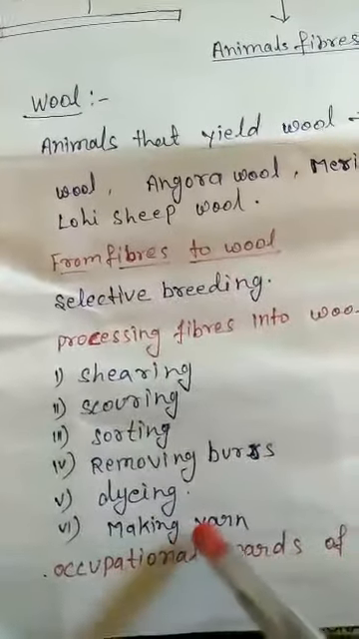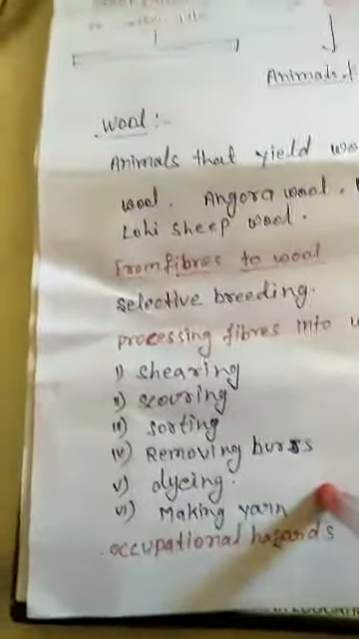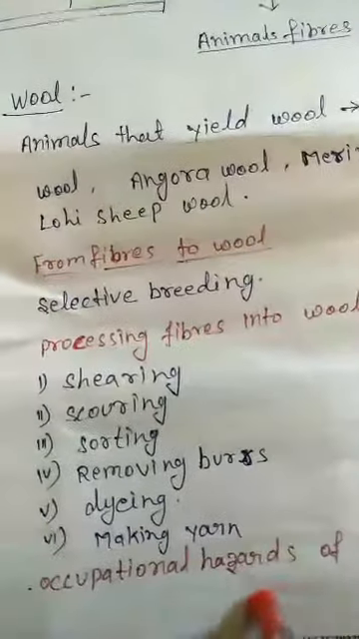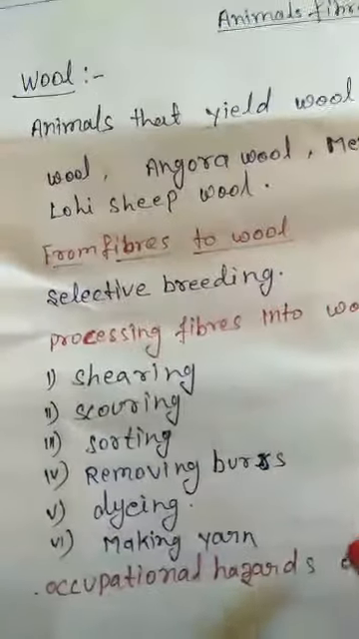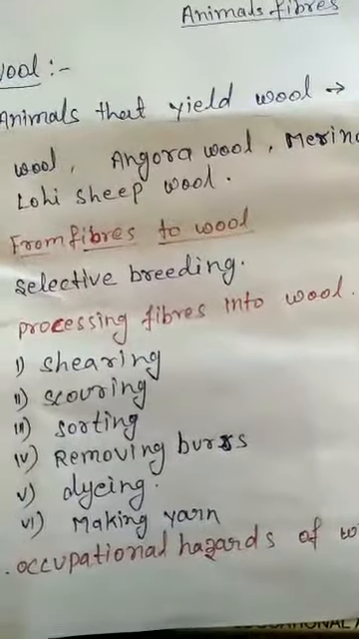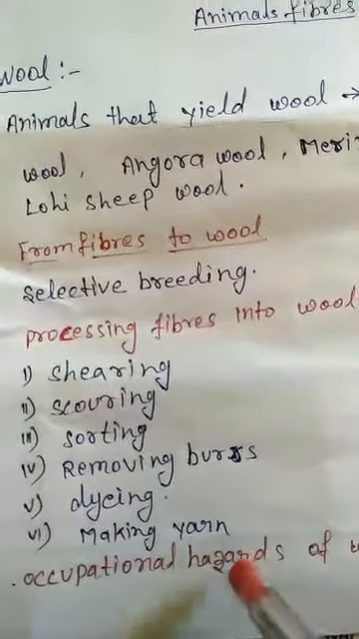And next is making yarn. It means making thread. This is the last step. For making yarn, the wool is combed through a machine or sometimes manually, and then the yarn is used for making sweaters and woolen clothes.